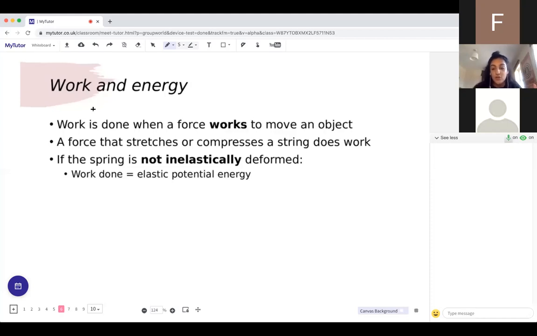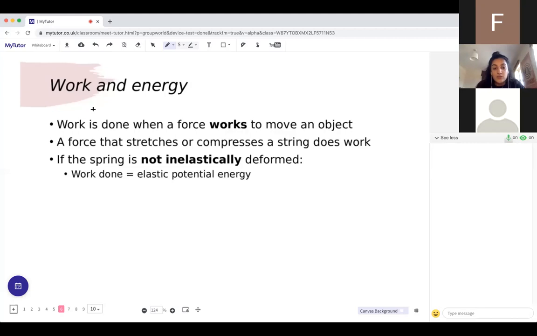Work is not done if the force doesn't move an object, if it doesn't change the object in any way. Work is only done when the force works to move an object. Okay, so work done.